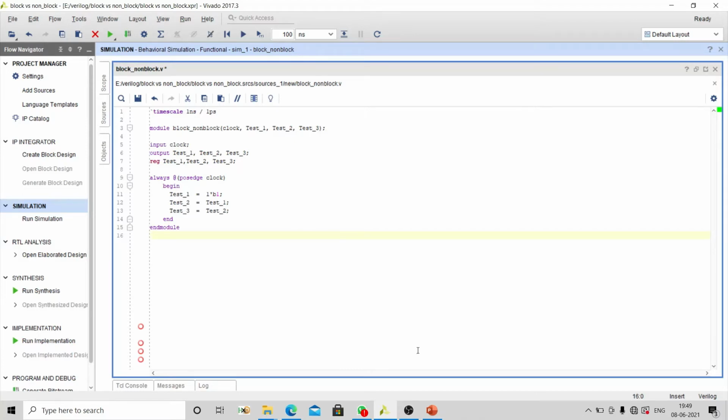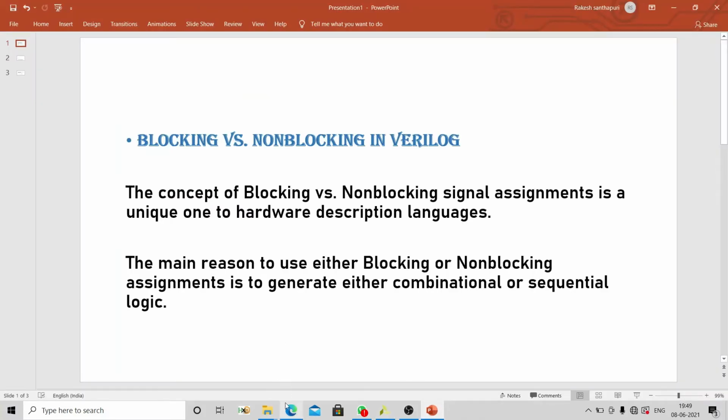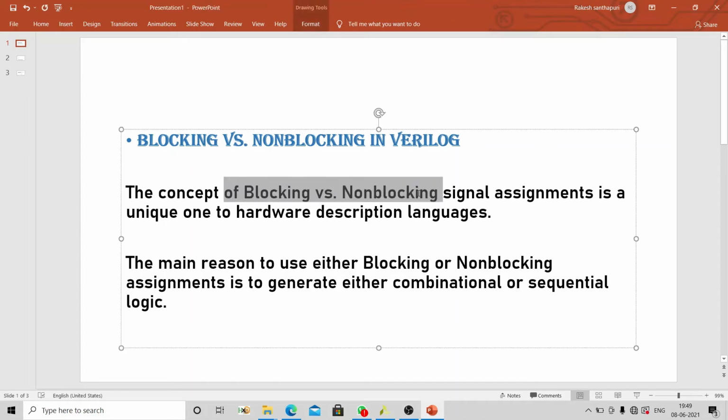Before that, let me briefly explain some concepts behind blocking and non-blocking statements. Blocking and non-blocking assignments are a unique concept in hardware description languages. The main reason to use either one is to generate either combinational or sequential logic. If you are working with combinational logic, for example giving two inputs to an AND gate and getting the output, you can use blocking assignments.